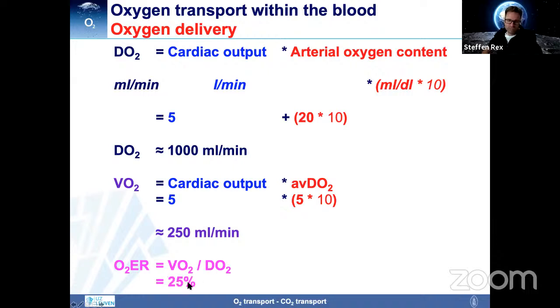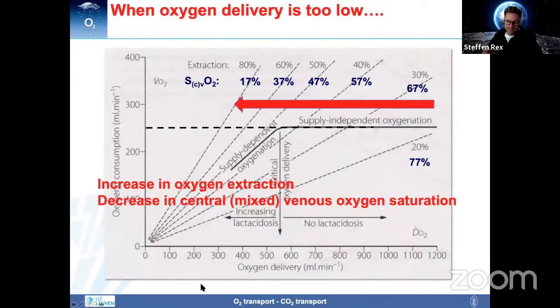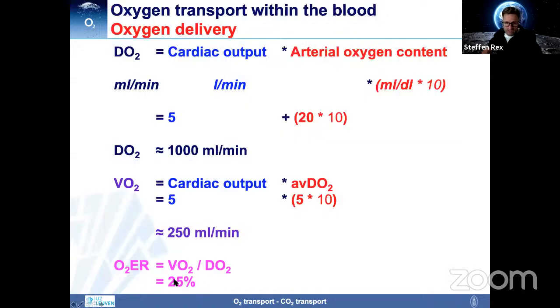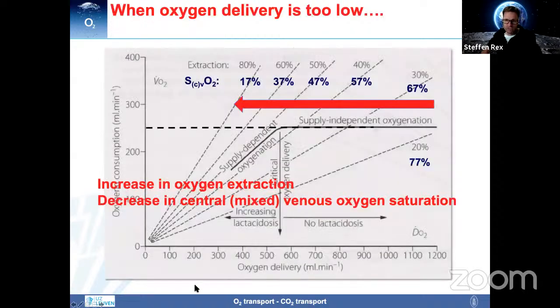Again, the oxygen extraction rate is then only 25%. This is very important. So in a normal situation, the body only extracts 25% of the oxygen. And this means that there's a lot of reserve. So if the periphery is in trouble, it just can increase oxygen extraction, because there's still 75% to extract. And this you can measure very easily by monitoring the oxygen saturation in your venous blood, in your cardiopulmonary bypass.